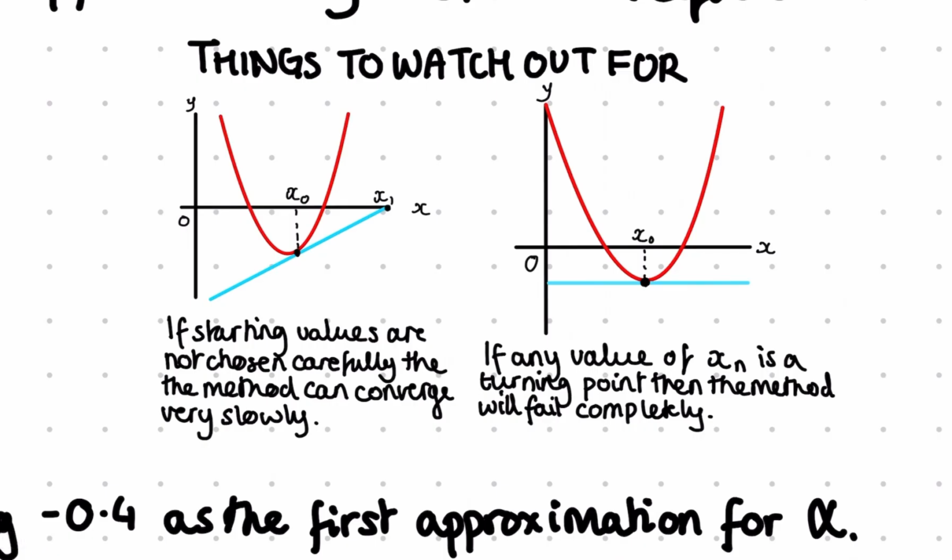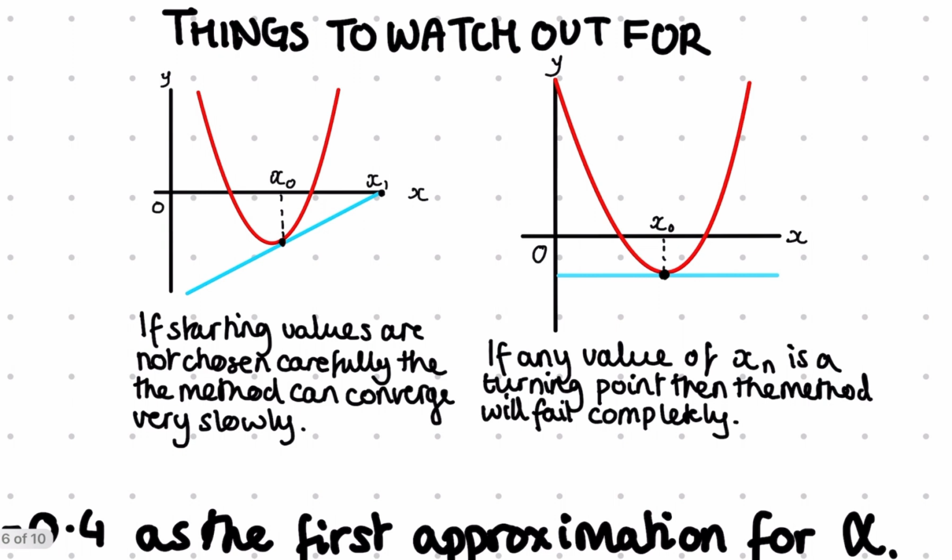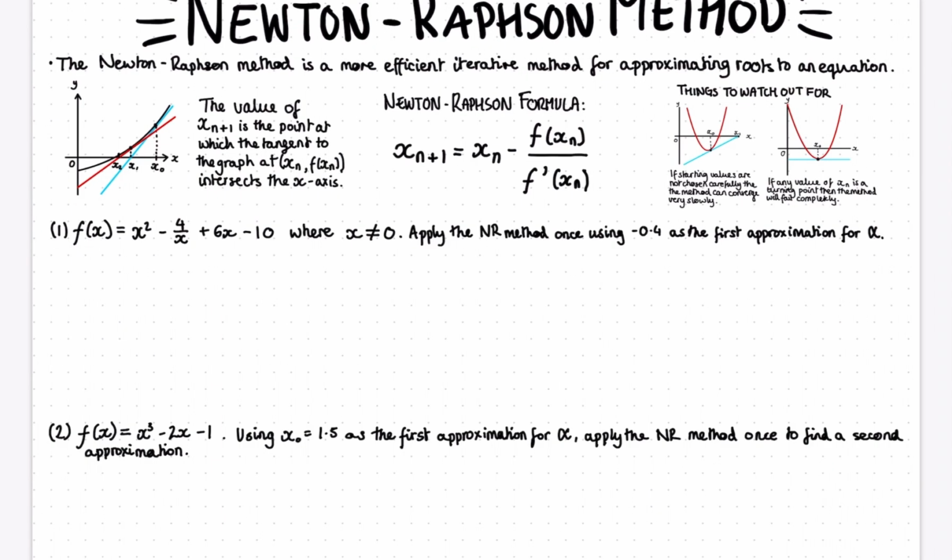There are a few things to watch out for though, which I have demonstrated here. The first one is if starting values are not chosen carefully, the method can converge very slowly, and if any value of x_n is a turning point, then the method will fail completely because the tangent won't cross the x-axis at any point. So I've got two questions that we're going to go through.